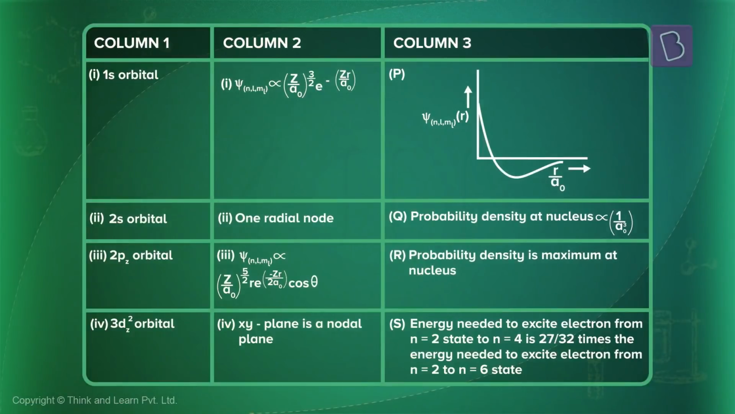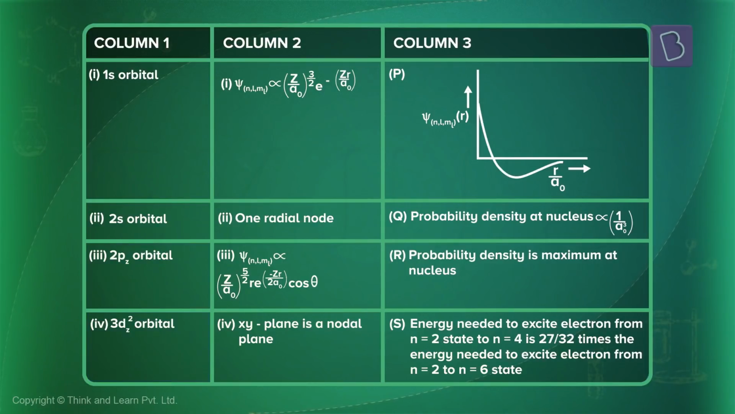Here's a very interesting question. There are 3 columns given to us, and there are 3 questions that follow on these columns. Now, this is from atomic structure, and it's really intimidating. The first column is okay. It talks about the 1s orbital, the 2s orbital, 2pz, and 3d z square orbital.